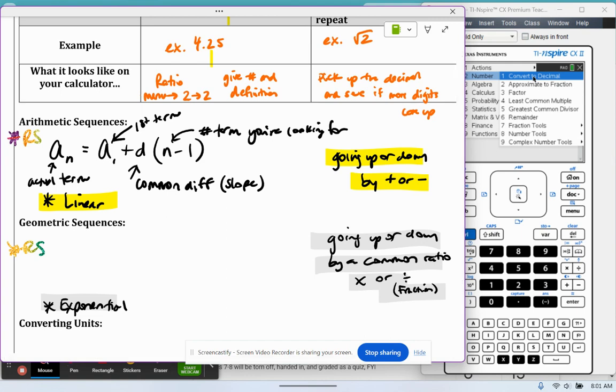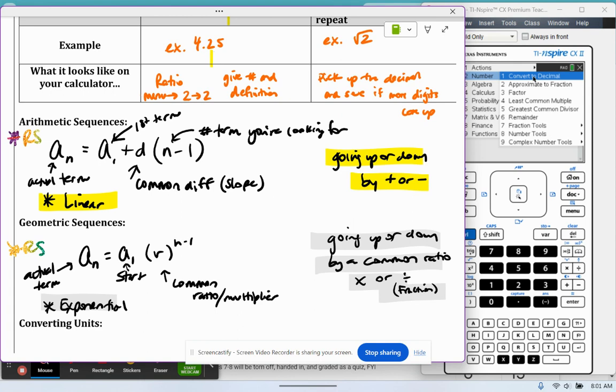Okay, so off of the reference sheet, right? You're going to get a sub n, which is the term you're looking for, actual term. And then you're going to have a sub 1 as the starting value or y-intercept. R is the common ratio or the multiplier. And then this is all raised to the n minus 1. If you ever need to find R, you can do second term over first.